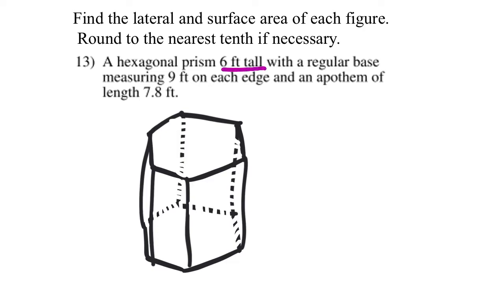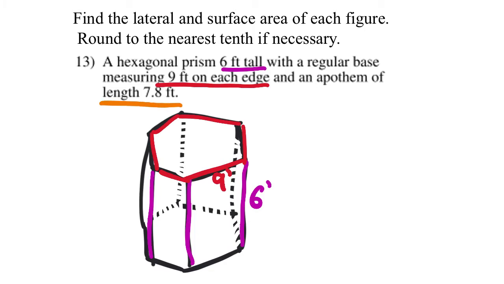We know it's 6 feet tall. That would be the height right here at 6 feet. And of course, that's all of the heights along the edges, which is going to help us with the lateral surface area. Then each of the lengths of the edges of the hexagonal prism is 9 feet. That would be all of these that make up the hexagon. So this is a 9-foot edge right there.